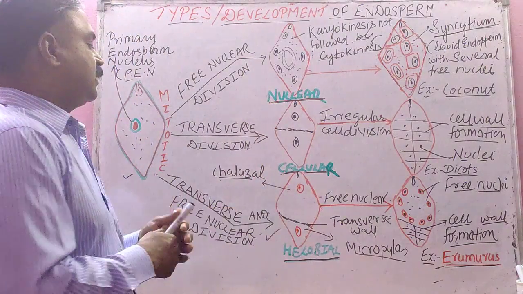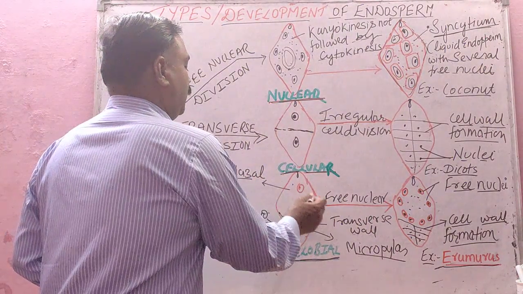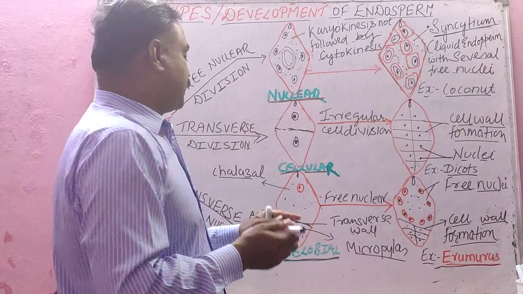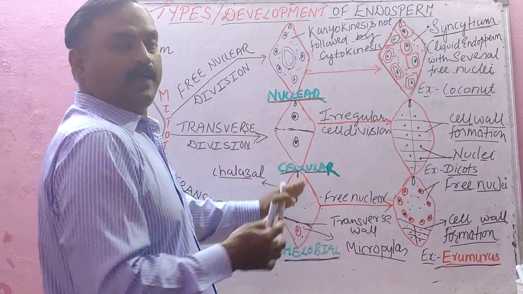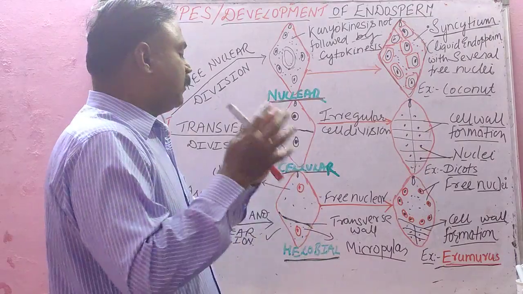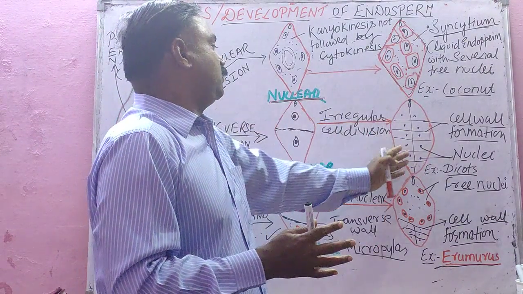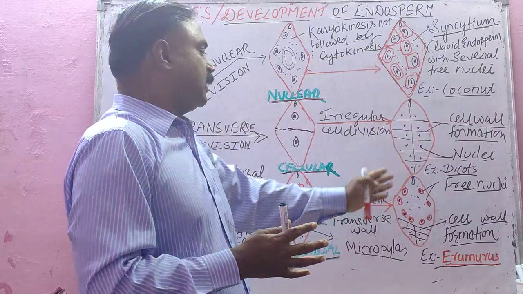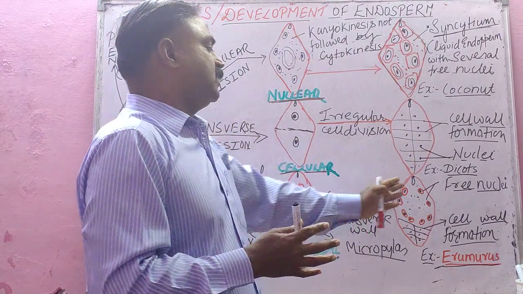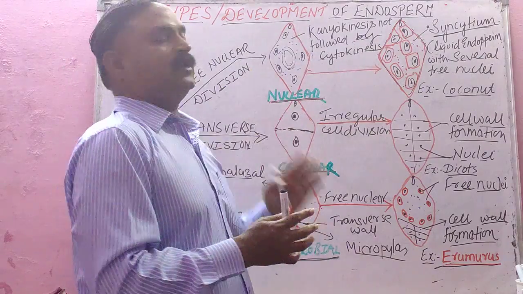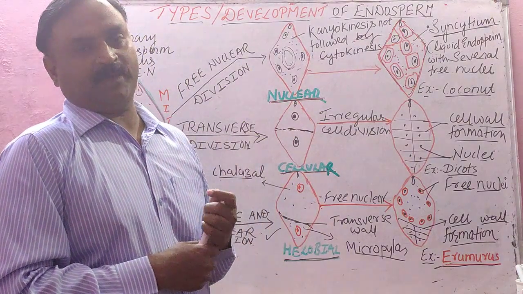And the last one, very interesting, I told you, that is halobial, which is the intermediate of both. First transverse division gives rise to upper large chalazal chamber and lower micropylar chamber. In micropylar, the feature of cellular endosperm formation is there, and in the upper chalazal there is free nuclear division, feature of the nuclear endosperm. And example is Eurymus.